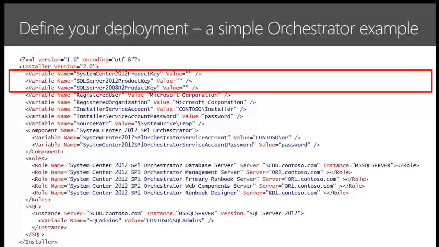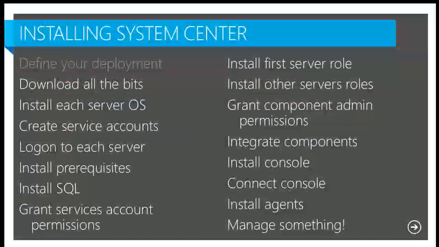And optionally, I could have also provided the product keys, but I don't feel like putting my product keys in a deck that's been handed out and recorded. So in this case, I'm just doing an evaluation install. Okay, so that's it. I've defined my deployment. If I were doing multiple components, obviously I'd have multiple component sections, and I'd have more role and SQL sections in that file. But I've now defined my deployment. Then I have to go and get all of the installation bits that I need to do that deployment.